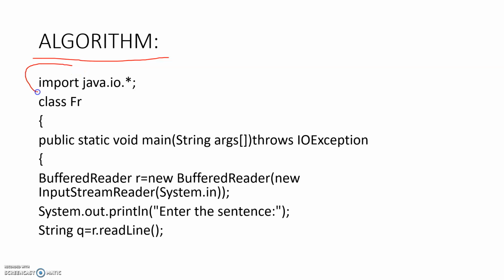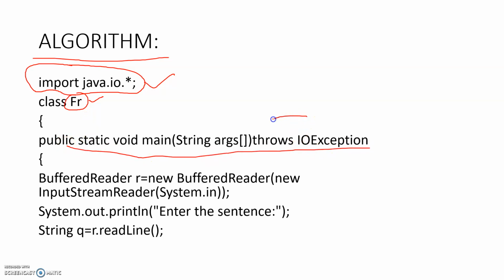Obviously, as it is a string-related program, we will take input using the BufferedReader class. Don't try to use the Scanner class in string-related programs, it may give errors sometimes. So import java.io.*, then class fr; I defined one class name, you can give a class name according to your choice. Then public static void main String args throws IOException. This throws IOException is not needed if you are using the Scanner class, but if you are using the BufferedReader class for input, you must give this, otherwise you will get an error.